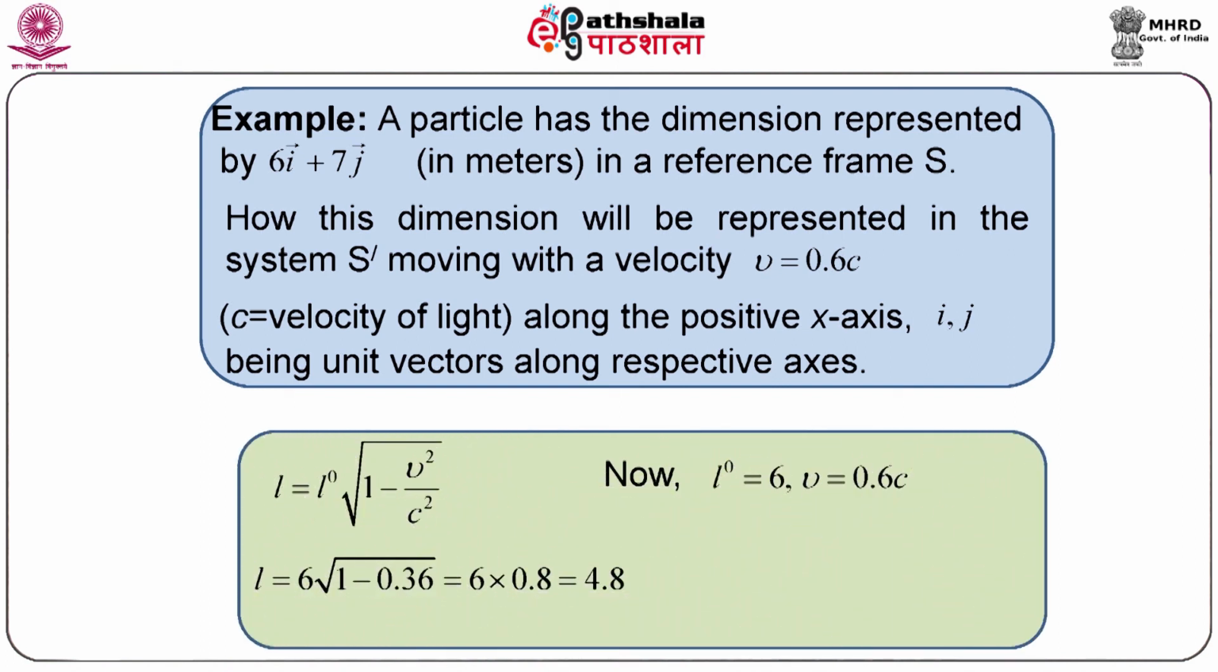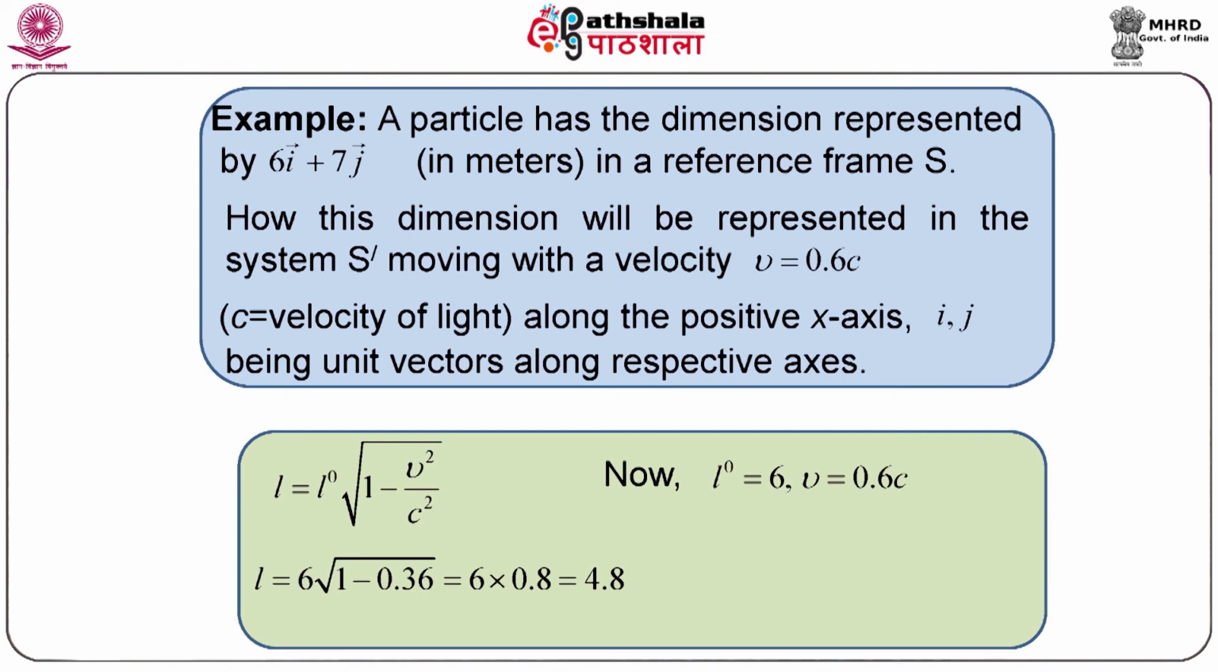We know this formula. We have obtained this from Lorentz Fitzgerald contraction. Here L superscript 0 is 6. We get it from here. This is the coefficient of i vector. V is given as 0.6 into c. C is the speed of light. Substituting these two here, we get L equal to this one. After simple calculation, we get L equal to 4.8.